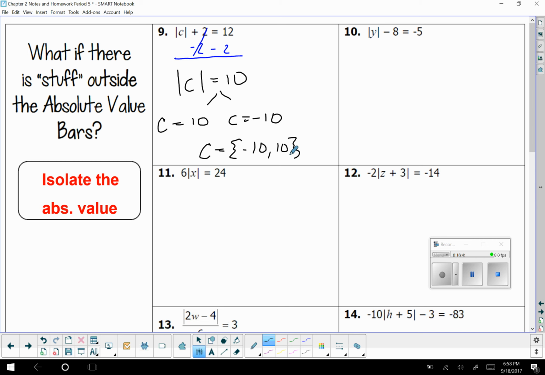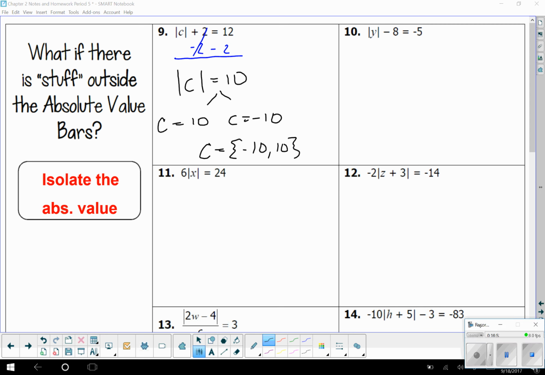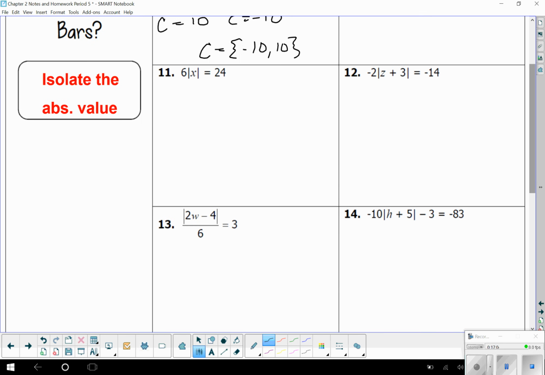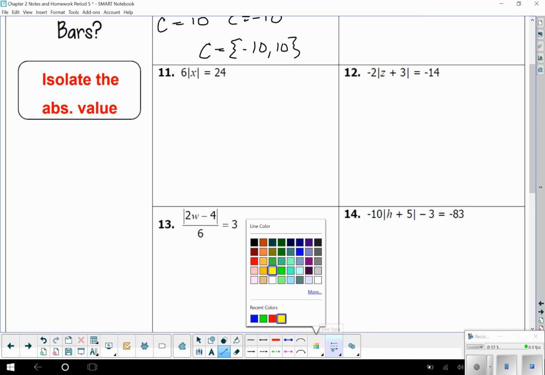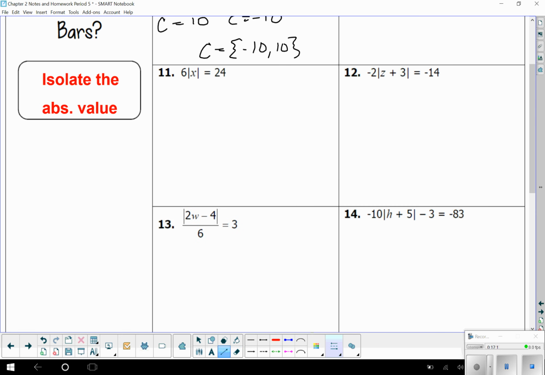Now, you're not going to see the same answer like you are right now all the time. So I don't want you guys to think, oh, I can just do one side and you know what the other answer is. No. So let's look at number 12. So for looking at number 12, is there something on the same side as the absolute value? So here's the absolute value. So this is your absolute value bar.